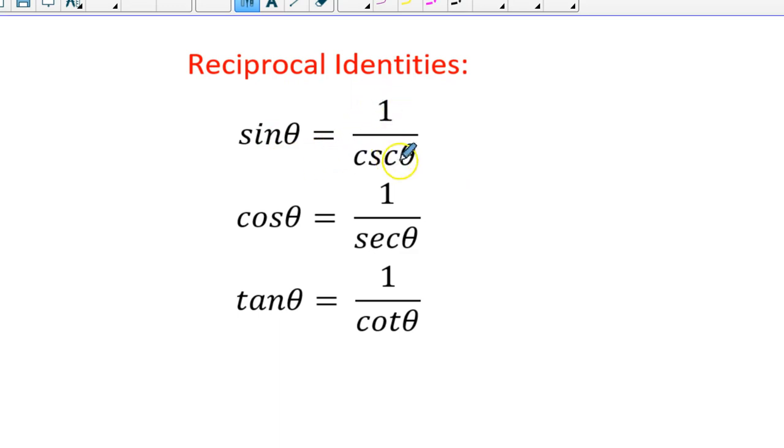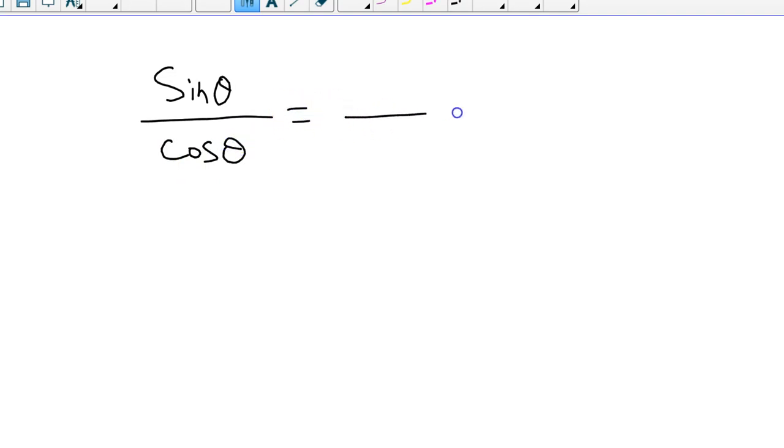Sine theta is equal to 1 over cosecant theta, then cosine theta is 1 over secant, and tangent theta is 1 over cotangent. Alright, now what I'm going to do here is divide sine theta by cosine theta. On division of these two, you know that sine is what? Opposite side over hypotenuse, and the cosine is adjacent side over hypotenuse.